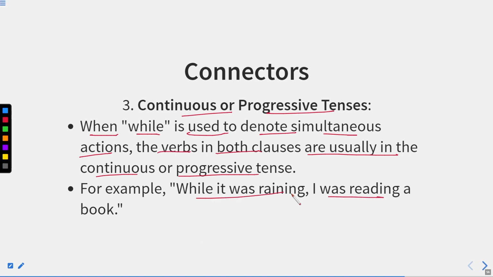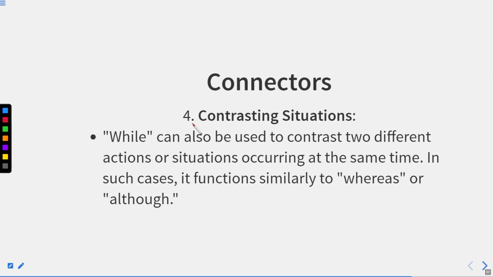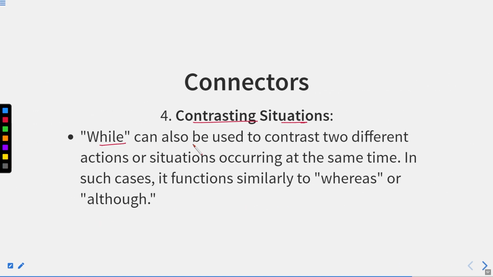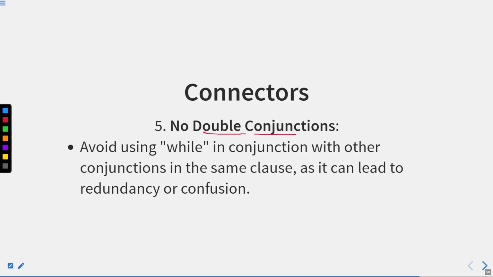While it was raining, I was reading a book. Contrasting situations. While can also be used to contrast two different actions or situations occurring at the same time. In such cases, it functions similarly to whereas or although. Okay, as I told you, the difference. It means the while clause and the main clause can show the difference between two situations or two persons.